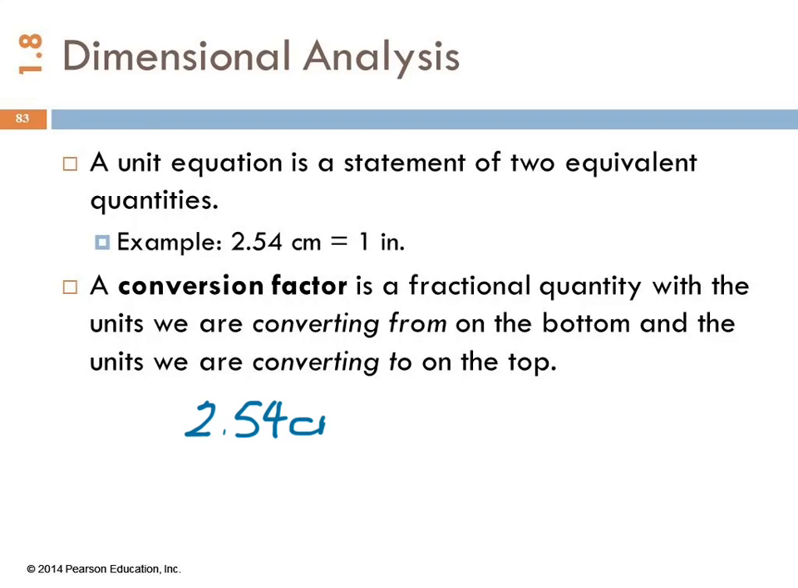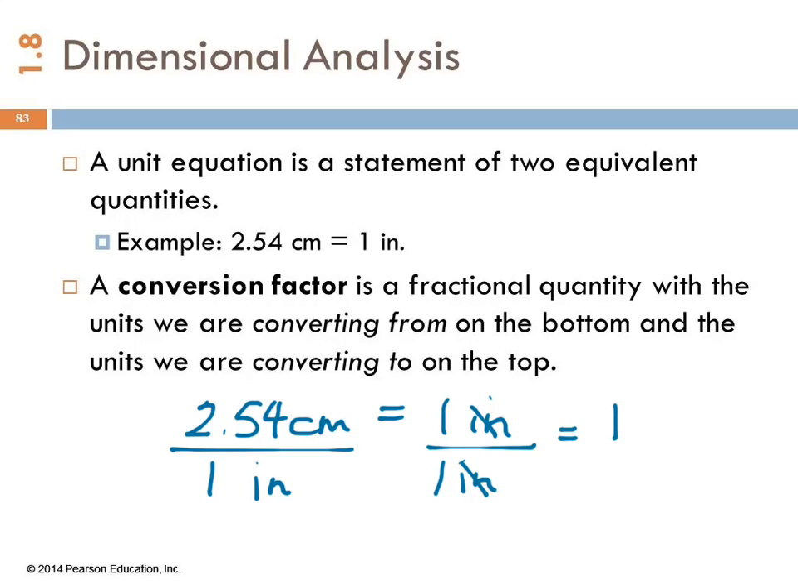So what we can do is take 2.54 centimeters is equal to 1 inch. Those things are equal, and if we have an equality and we do the same thing to both sides, it's still equal. So if I divide both sides by 1 inch, this is still equal because I did the same thing to both sides. What is 1 inch over 1 inch? It's 1, because anything divided by itself is 1. So 2.54 centimeters over 1 inch is equal to 1. It doesn't look like 1. It looks like 2.54, but it's centimeters per inch.